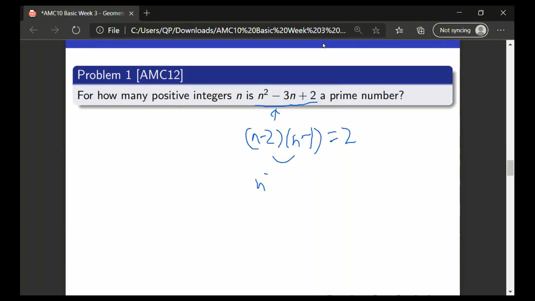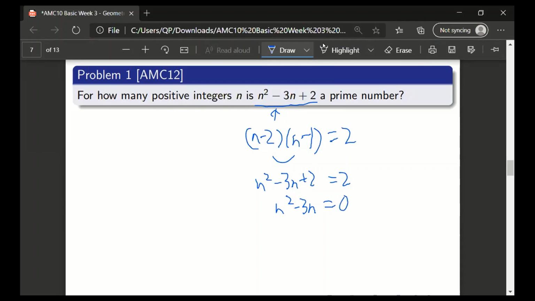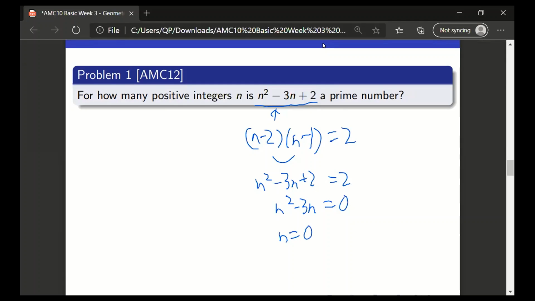And so n squared minus 3n plus 2 must equal 2, which means n squared minus 3n equals 0. When you solve this, you find that n equals 0 or n equals 3. But you're given that n is positive, so 0 cannot be a possible answer. So the answer must be 3, and since you want how many there are, the answer is 1, the only one being 3. Are there any questions?